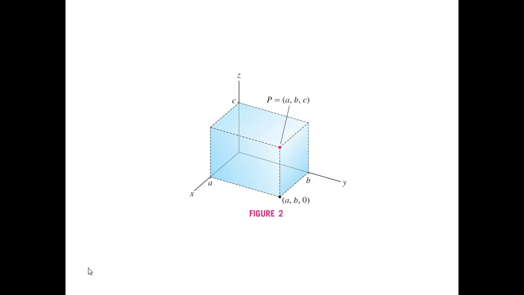On an axis, the coordinate triplet would be (A, 0, 0), (0, B, 0), (0, 0, C). In a plane, (A, B, 0). This would be (A, 0, C) up here. This would be (0, B, C) up there. All the vertices. Okay.